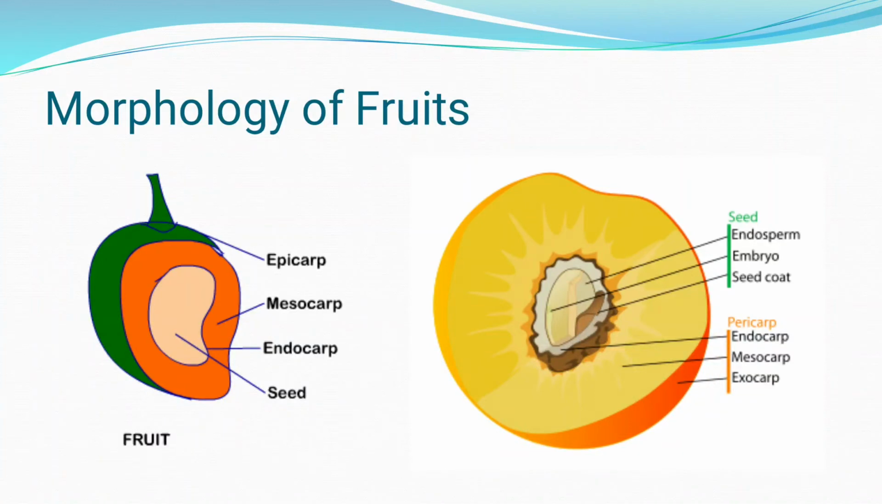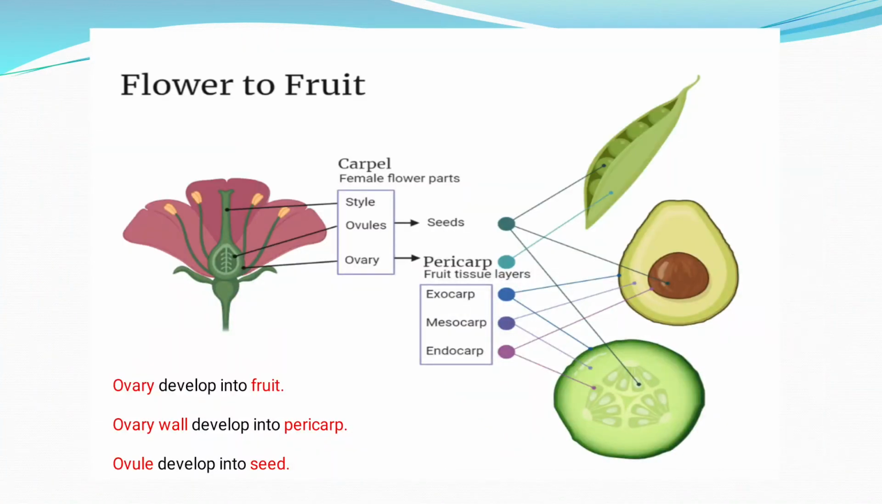This is a simple morphology of fruit. So there is a conversion of flower to fruit. We have already seen the structure of a flower and what a fruit is. Now there are various parts of the flower after fertilization. The ovary part develops into the fruit. The ovary wall develops into the pericarp and the ovule develops into seeds. So whatever female reproductive parts are there, they all develop into the fruit.